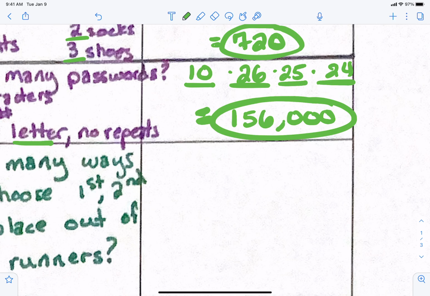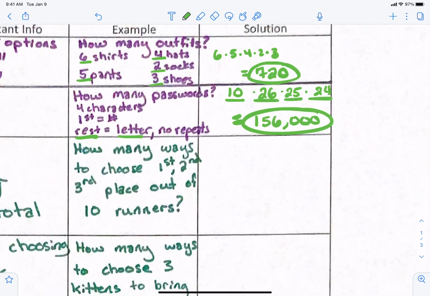156,000 passwords. Now, if I want to give more options, I could allow the letters to repeat, or maybe I do all 4 letters, 26, 26, 26, 26, right? Or maybe I add 2 more characters onto the end, right? So I could do those options, and that would increase the number of passwords that could be created, okay?